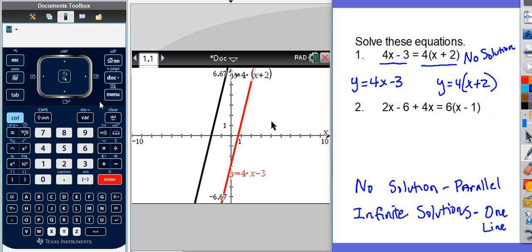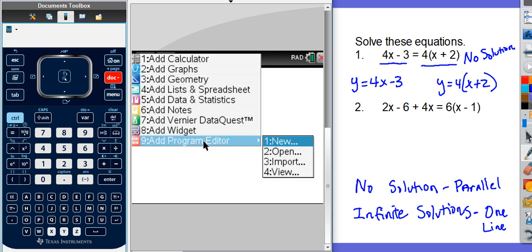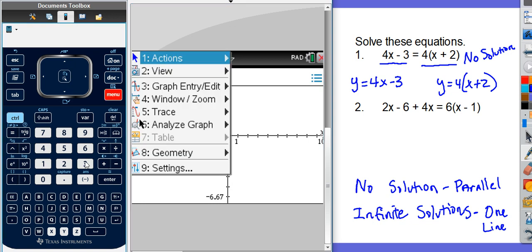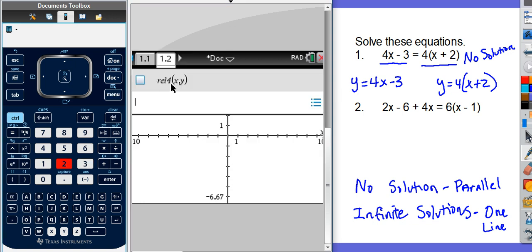All right, so let's take a look at another one. So we're going to open up a new document. So control document opens up a new one. We'll go to graphs. Okay, we're going to go menu 3, 2. We're always looking for that relation. All right, so this time I'm going to type in this bottom one right here. You can see that's kind of a big equation, but the calculator can handle it. So we'll go 2x minus 6 plus 4x equals 6 parentheses x minus 1.